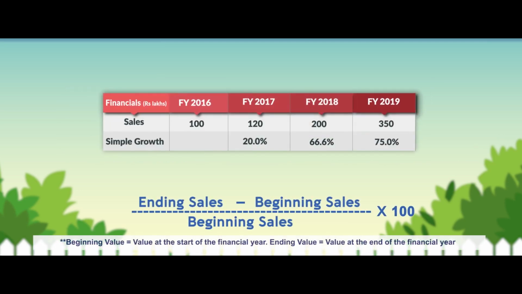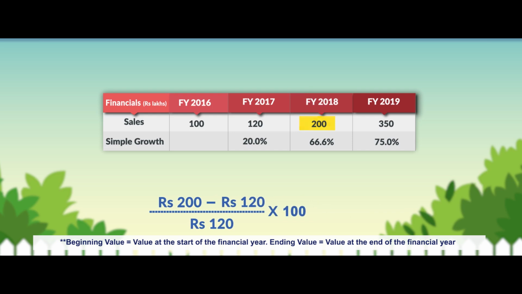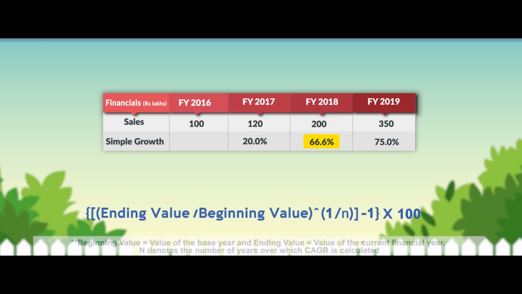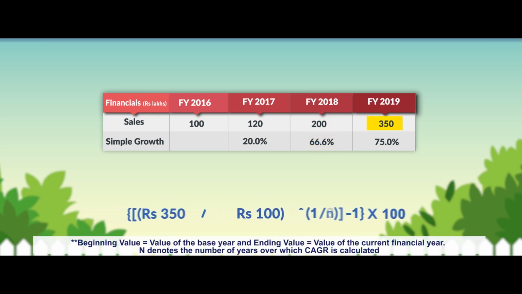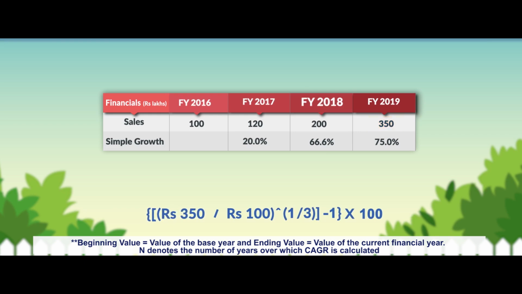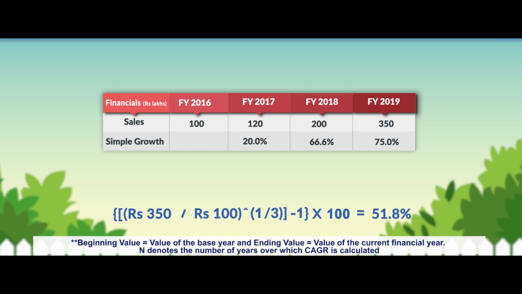So if the sales of financial year 2017 is 120 lakh and the sales of financial year 2018 is 200 lakh, we would get the simple growth ratio as 66.67%. But if in FY 2019 the sales reach rupees 350 lakh, the compounded growth ratio from FY 2016 to FY 2019 would be 51.8%.